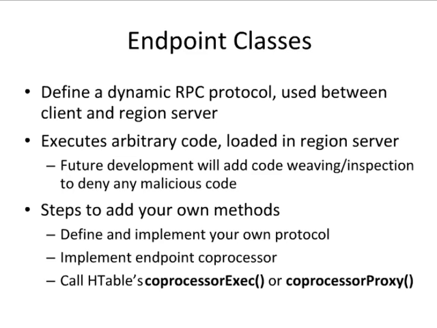Steps to add your own is also what you have to do. You have to define and implement your own protocol to implement an endpoint. So you create a protocol, and then when you have the protocol, you implement an endpoint coprocessor. So you just implement this class, and then you can execute it with two different calls. HTable has a coprocessor exec and a coprocessor proxy, and I have more on that one later. So it's fairly straightforward: protocol definition, implementation of the code, and then execution from the client side.